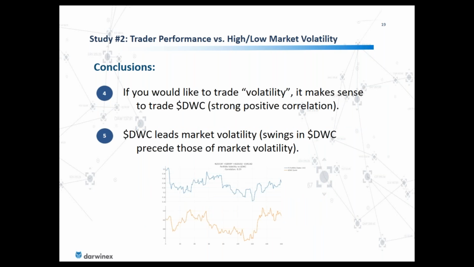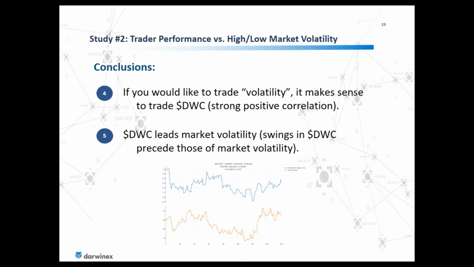Some further conclusions on this whole study are that you've observed that volatility and DWC are positively correlated. So if as a trader you would like to trade volatility, it makes sense that you would trade DWC, because volatility, as we've established, has a strong positive correlation with DWC. What's also visible from the charts that we observed earlier is that DWC's movements lead market volatility, which means that swings in DWC precede those of market volatility.